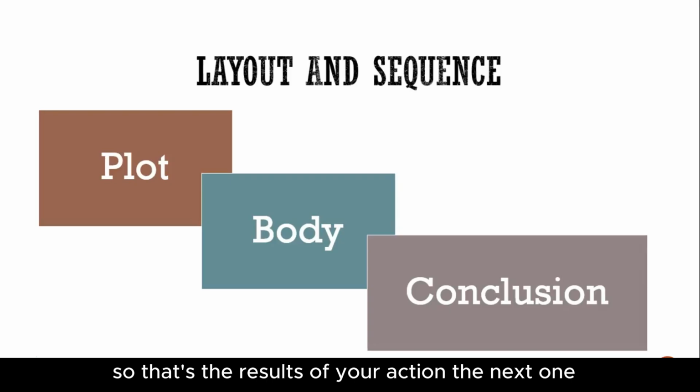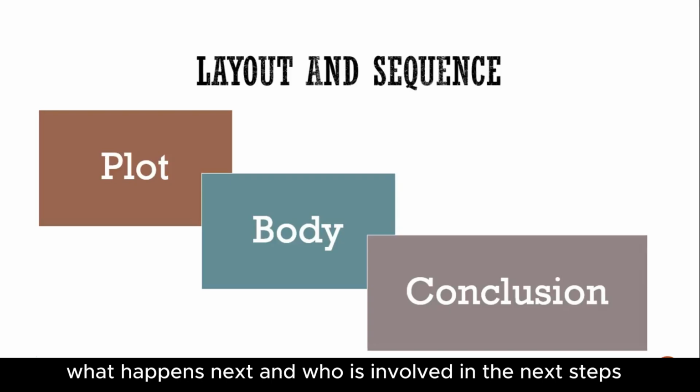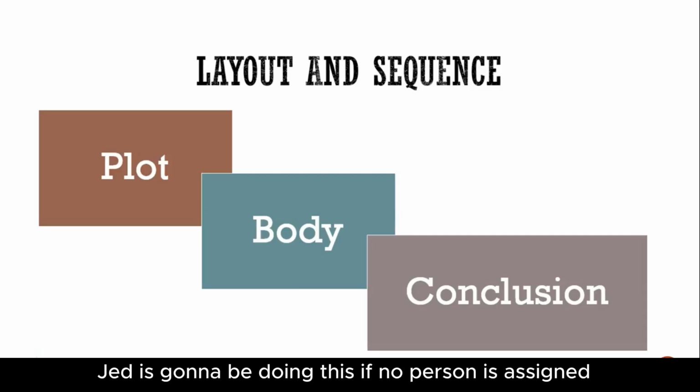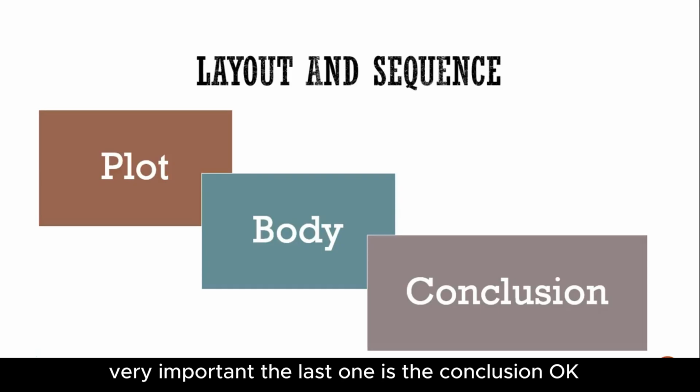The next one, very important, the next steps. What happens next? And who is involved in the next steps? Okay, we put in the software, everyone's happy. The next step is to meet with each person, make sure it's solving the problem. Who is going to be doing this? Jed is going to be doing this. If no person is assigned, no one's going to do it, right? So that's very, very important.